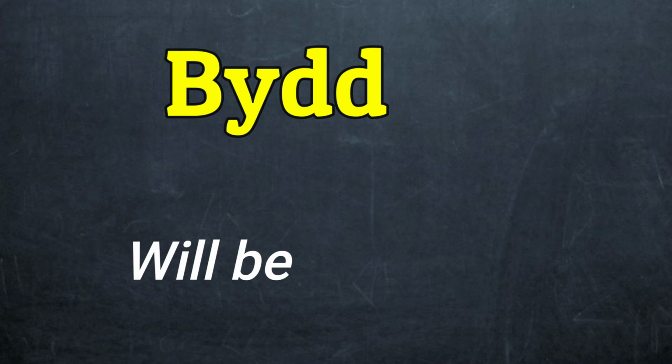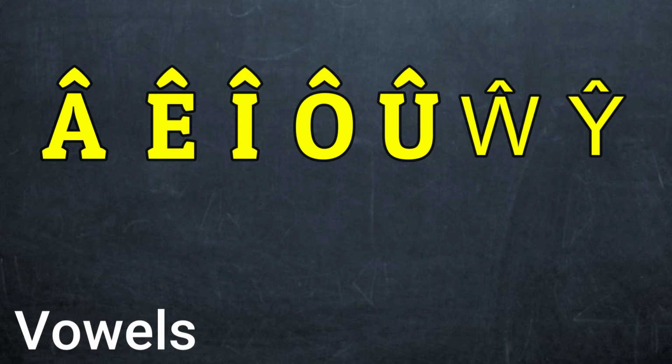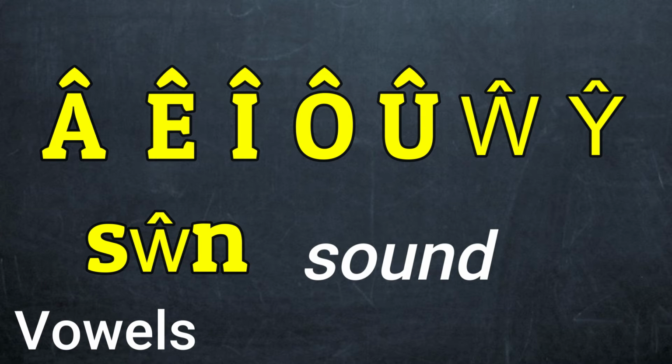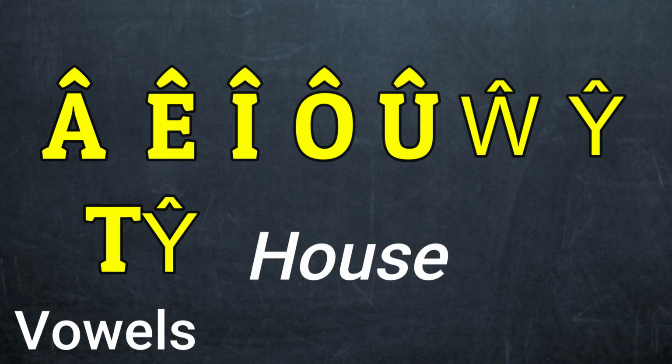And then these can all be elongated. You just add what's called a toe bach, an accent at the top. Like pal is ball. And you'll see these for every one of them. Oo, like soon. The W does change sounds as well, but I need to mention that later on in this video because it's to do with certain consonants. And the Y. Tŷ, house.